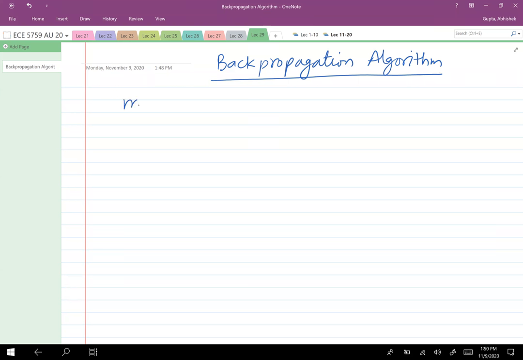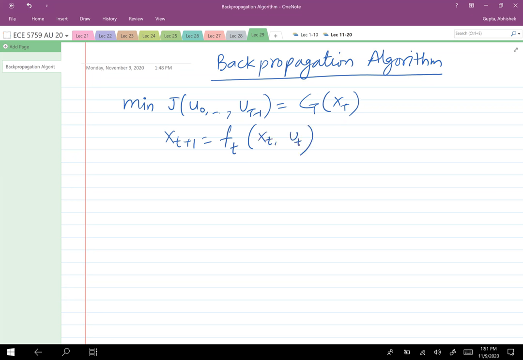So the question is, I want to minimize J of u_0 to u_{T-1}, which is given by, well, let me just have a terminal cost for the time being, c_T of x_T. And the system equation is x_{t+1} equals f_t of x_t, u_t. Right now I'm doing it only for the terminal cost problem, and then we will move on to the running cost problem as well.